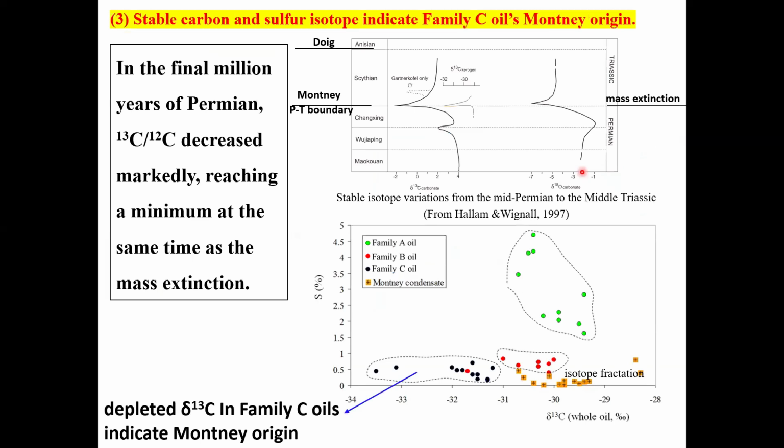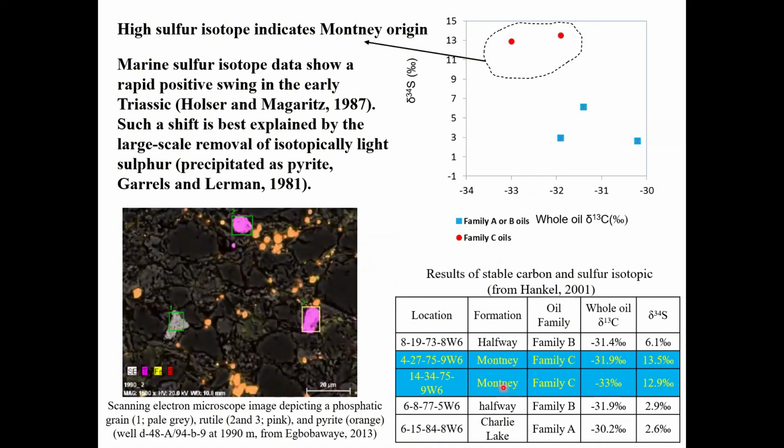Stable carbon and sulfur isotope values further support the Montney origin of family C oils. For instance, during the final million years of the Permian period, the mass extinction event led to a significant reduction in the global carbon-13 isotope levels. This isotopic signature is mirrored in the carbon isotope values found in family C oils. Similarly, the sulfur isotope trend aligns with this interpretation. In the early Triassic, marine sulfur isotopes exhibit a rapid positive excursion, a feature also observed in family C oils.